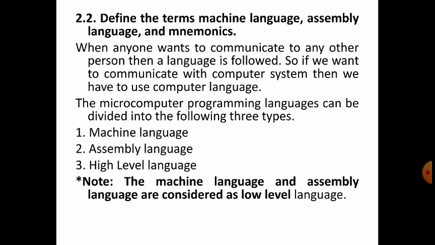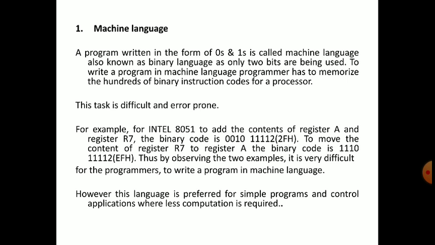So the computer programming languages can be divided into three types: machine language, assembly language, and high level language. The machine language and assembly language are considered low level languages. First one, machine language. A program written in the form of zeros and ones is called machine language, also known as binary language, as only 2 bits are being used. That is the machine understandable language.